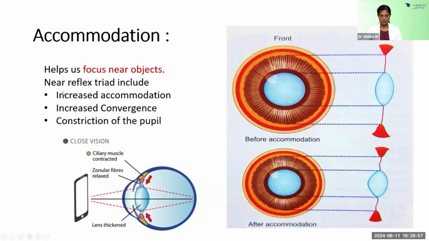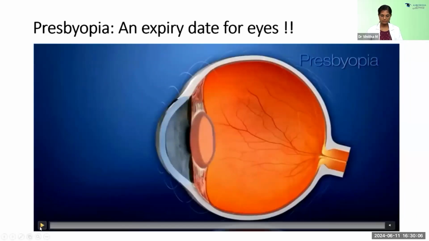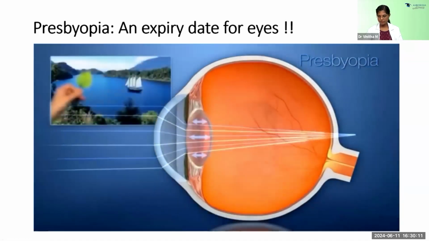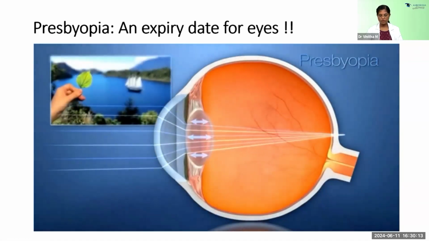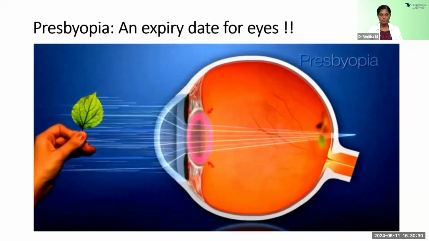The near reflex triad includes increased accommodation, increased convergence, and constriction of the pupil. The light from the near object falls behind the retina, but with accommodation falls onto the retina. On aging, because of weakness of accommodation, that is, there is a stiffness of lens capsule and weakness of ciliary muscles, there is a defective near vision known as presbyopia.